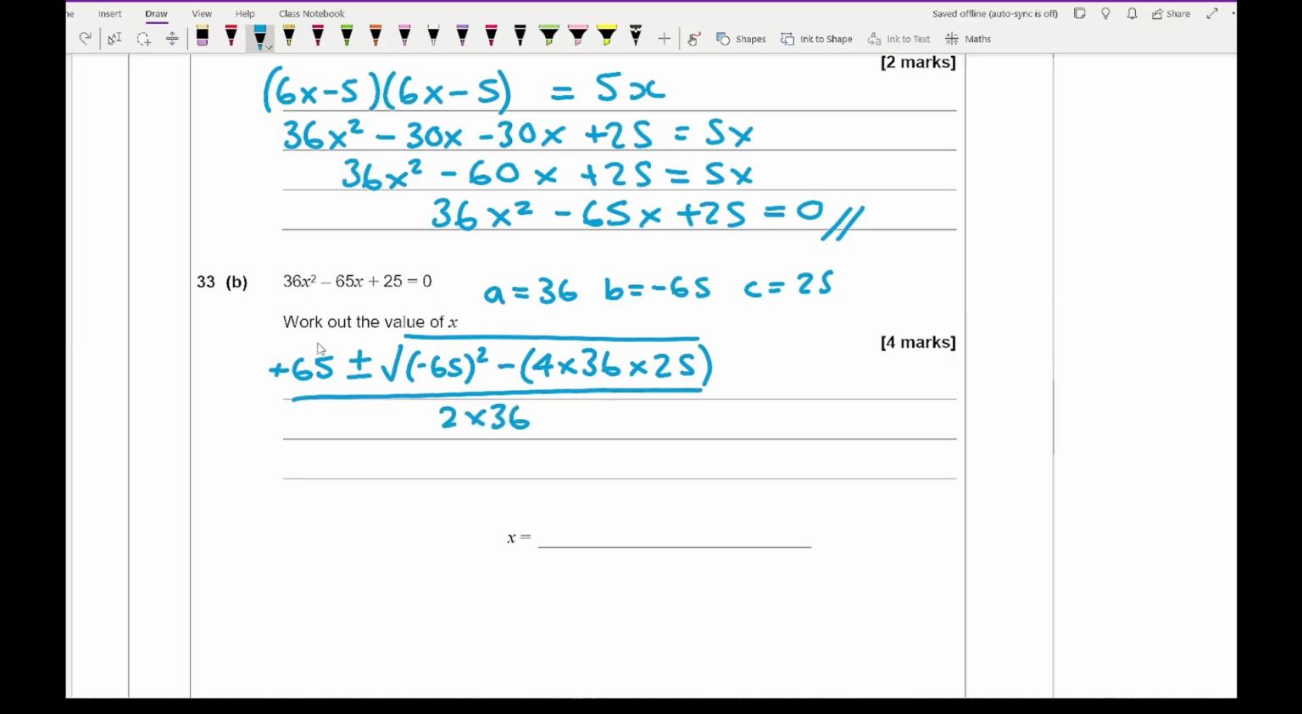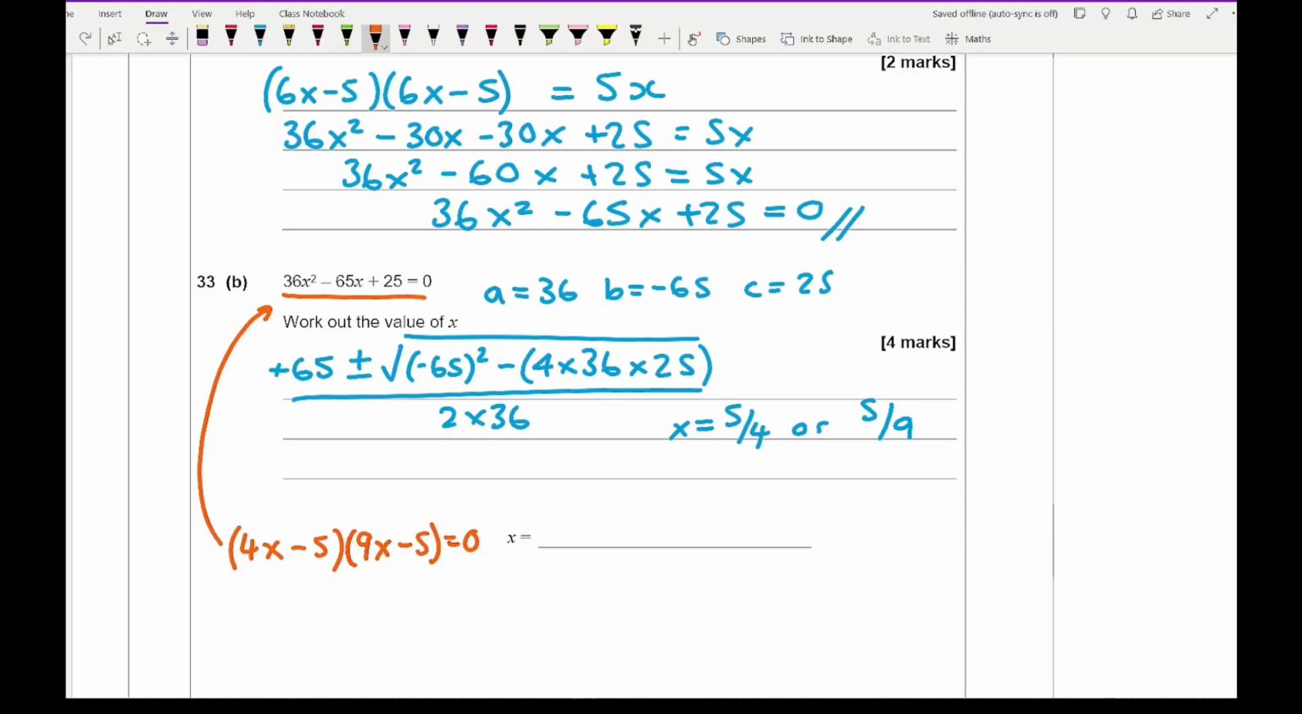Now typing that into your calculator, you'll end up with an answer of 5 over 4 or 5 over 9, which now by having answers of x equals 5 over 4 and 5 over 9 gives me the impression that this does actually factorize. So if you are brave enough to attempt to factorize this, then it's going to be 4x minus 5 and 9x minus 5 equals 0. So it will factorize, or you can use the quadratic formula.